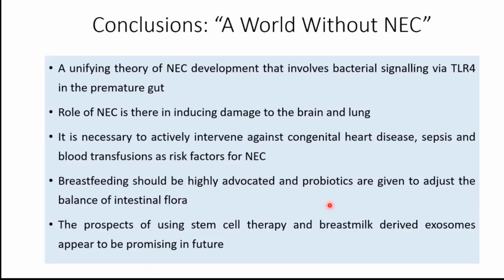So at last, the conclusions are that there is a unifying theory of NEC development that involves bacterial signaling by TLR4 in the premature gut epithelium. NEC also plays a role in inducing damage to the brain and lung. It is necessary to actively intervene against CSD, sepsis, and blood transfusion, as these are important risk factors for NEC. Breastfeeding should be highly advocated, and probiotics are given to adjust the balance of intestinal flora. The prospects of using stem cell therapy and breast milk derived exosomes appear to be promising in future. So with these advances in the pathophysiology and management of NEC, we are hoping to create a world without NEC. Thank you.